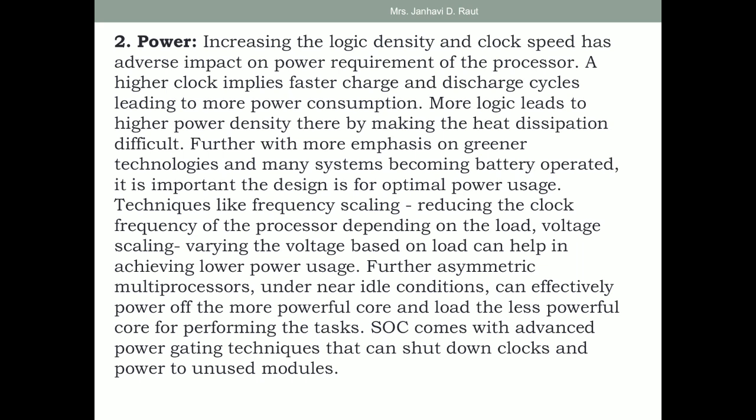Further, asymmetric multiprocessors under near idle conditions can effectively power off the more powerful core and load the less powerful core for performing the task. SoC, system on chip, comes with advanced power gating techniques that can shut down clocks and power to unused modules.